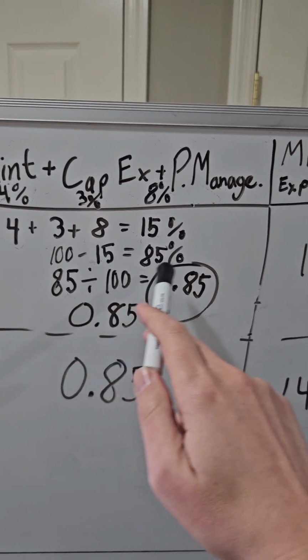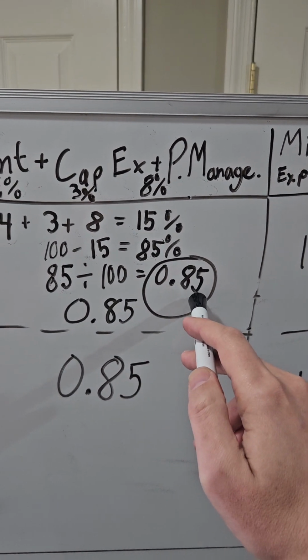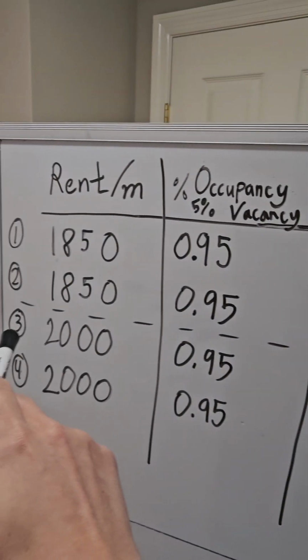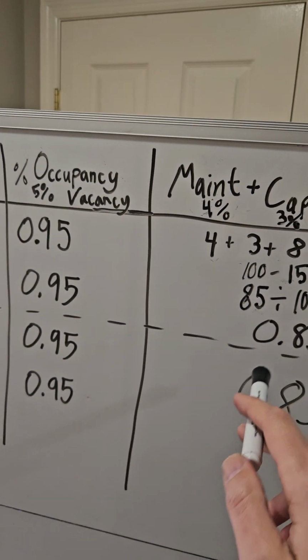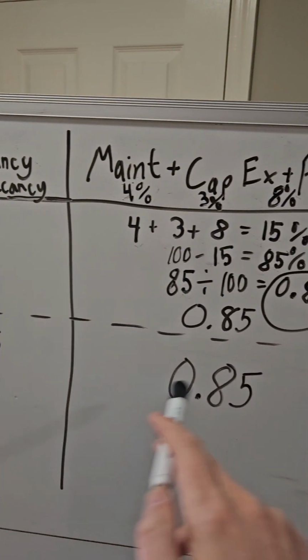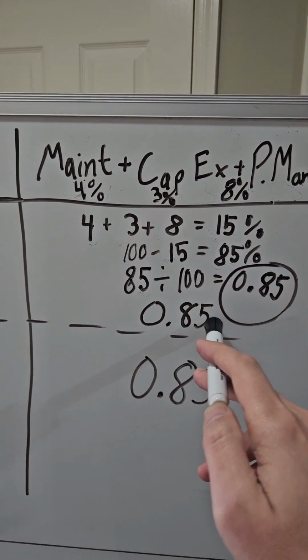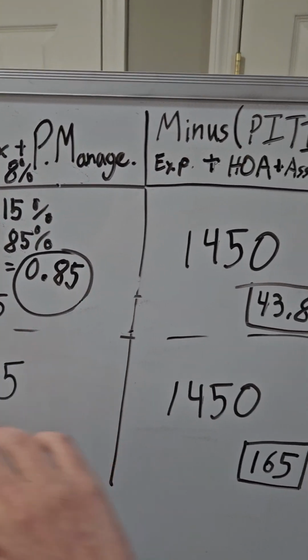So I said 100 minus 15% is 85%, divided by 100. Now we multiply what we had earlier. We're just going through here, multiplying these so far. So we had 1850 times 0.95 times 0.85. And so far this is the same on both of these. The only thing that's changed is the rent.